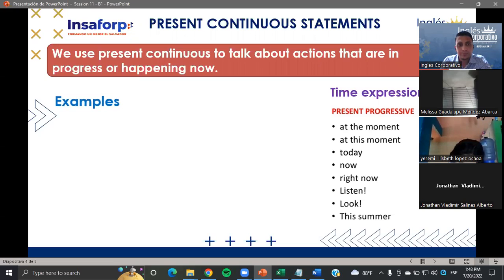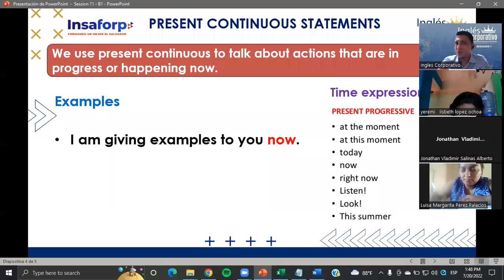For example, I am giving examples to you now. I am giving examples to you now. Now is a time expression, okay? So as you can see, they go at the end of the sentence.